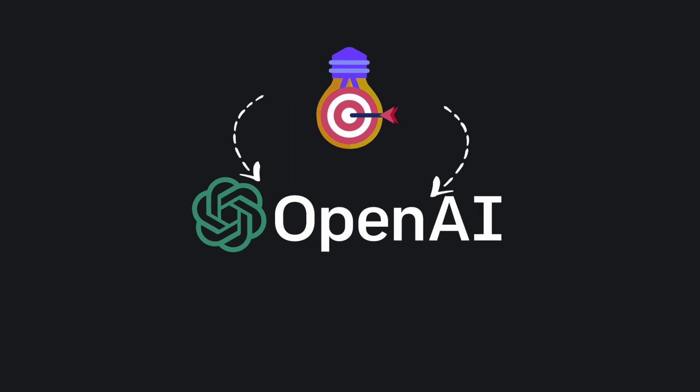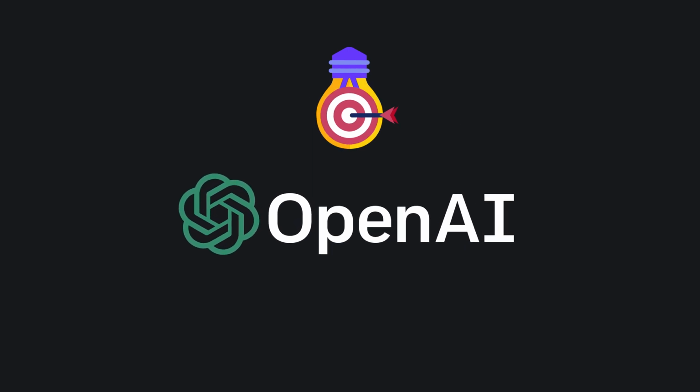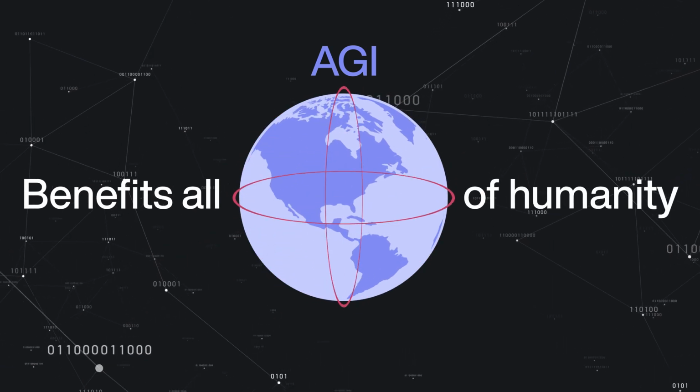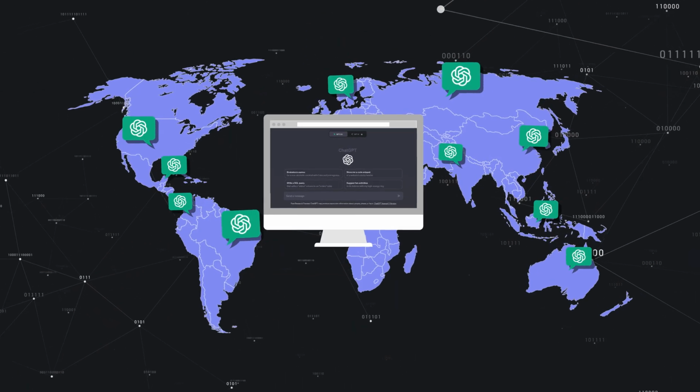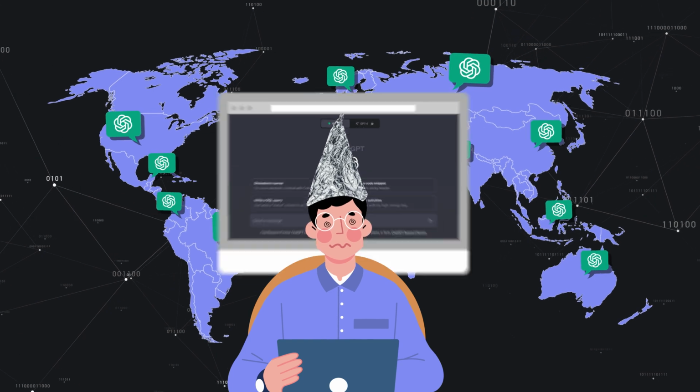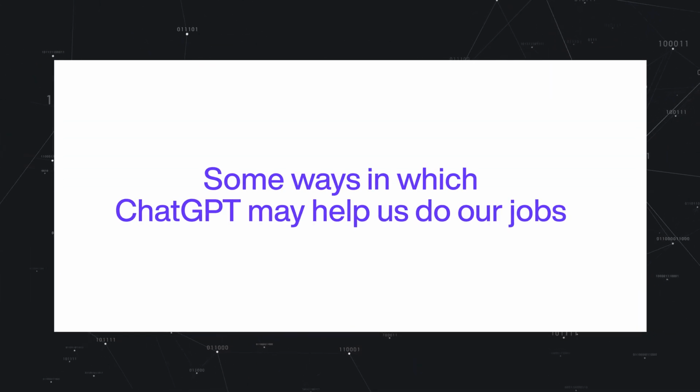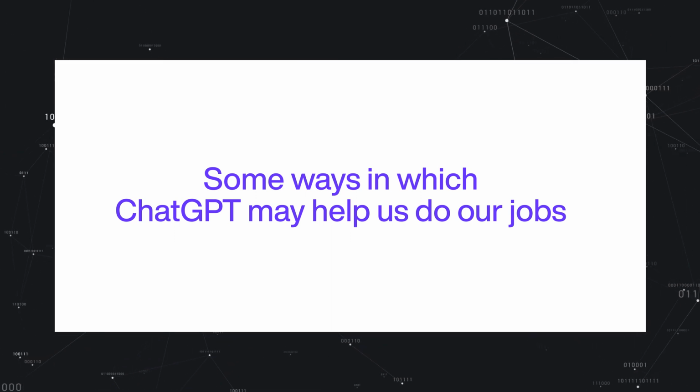We work in tech, goddammit. We're the ones that are supposed to be embracing technology, not running away from it. Leave that to the boomers of the world. The explicit goal of OpenAI is to ensure that artificial general intelligence, AGI for short, benefits all of humanity, as per ChatGPT itself. So why don't we take our tinfoil hats off for a second and explore some ways in which ChatGPT might actually help us do our job.